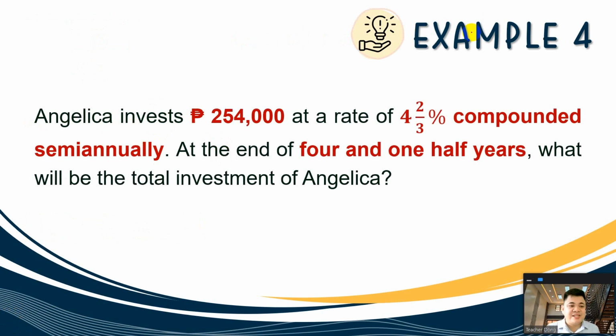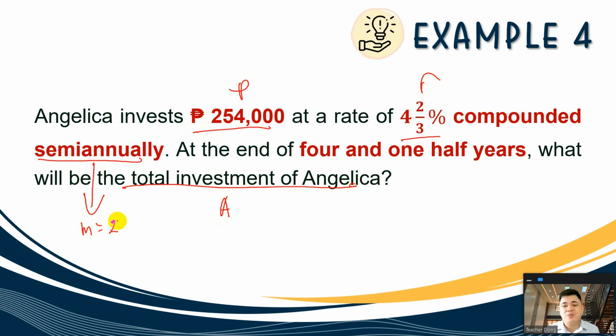Now, example 4, let's analyze this. Angelica invests 254,000 pesos at a rate of 4 2/3% compounded semi-annually. At the end of 4.5 years, what will be the total investment of Angelica? From the words total investment, we are looking for the maturity value. This one is what we call the principal, and this one is what we call the rate. Compounded semi-annually, so m is equal to 2, because we have 6 months in 1 year, or semi-annually means half of the year. And 4.5 years is what we call the time.